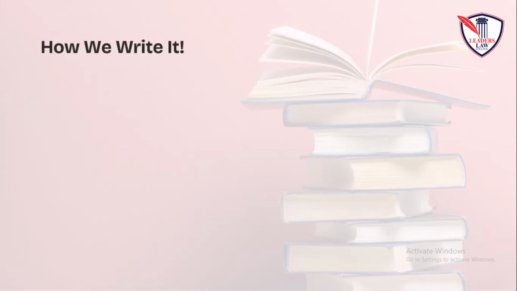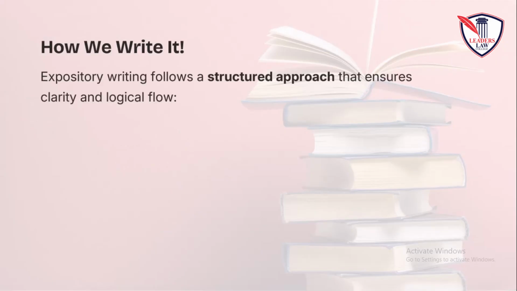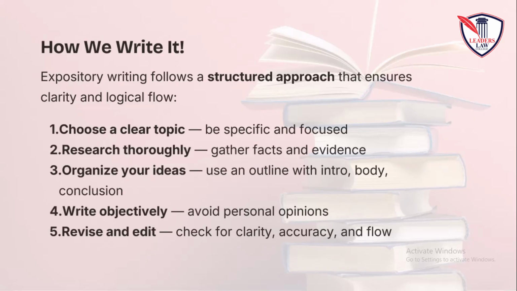How do we write an expository essay? Expository writing follows a structured approach that ensures clarity and logical flow. Number one, we choose a clear topic, and we should be specific about the selection of a topic. Number two, after selecting a topic, we research thoroughly. We gather facts and evidence about our topic.